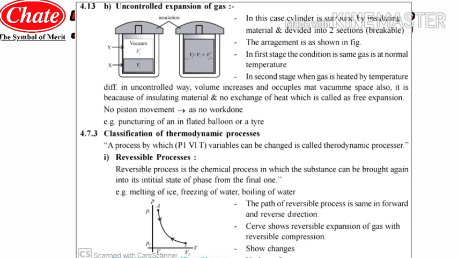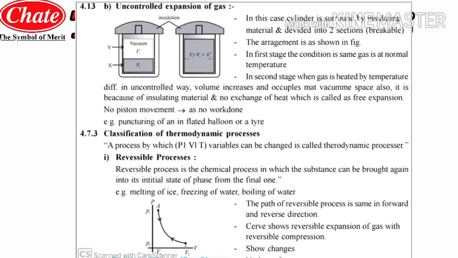The path of a reversible process is the same in forward and reverse direction. This is the important characteristic of the reversible process. Means the path will not be changed; the path will remain the same in the reversible process, in the forward as well as in the reverse direction. Now the curve shows reversible expansion of gas with the reversible compression. Means the compression and the expansion will take the same path but in the opposite direction. So this is the entire reversible process along with its example that we have seen.